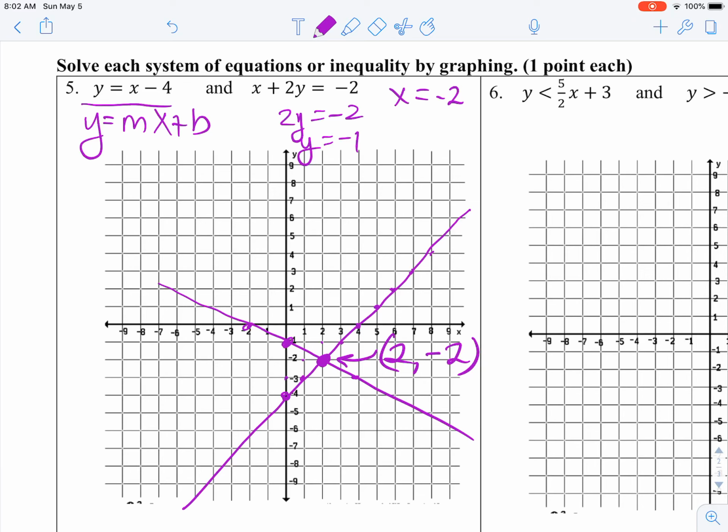And that's going to be the point where x is the same and y is the same. And if we had solved these through substitution or elimination, we would get the answer 2, -2 as well. So this is just a third and sometimes better option, and sometimes not better option.